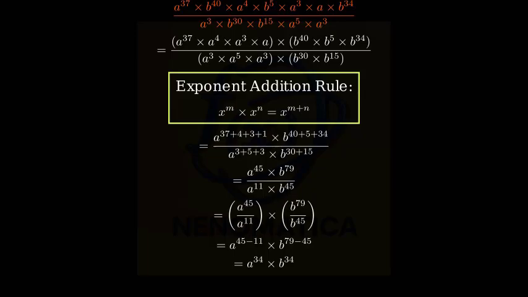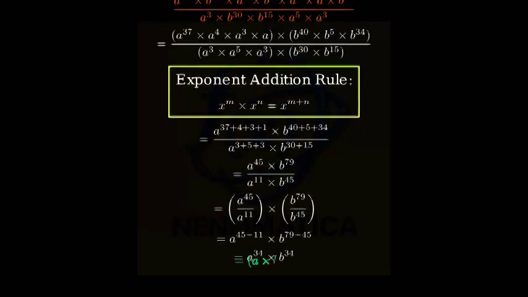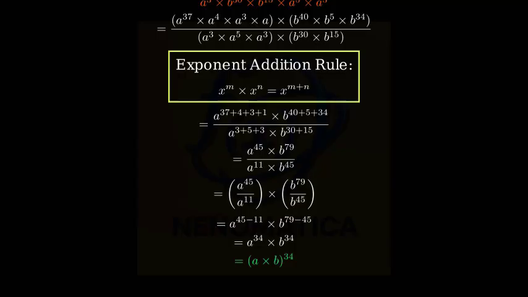For our sixth and final step, we can use the same power property we used earlier to further simplify this expression. Since both a and b have the same exponent of 34, we can write this as a times b, all raised to the power of 34.